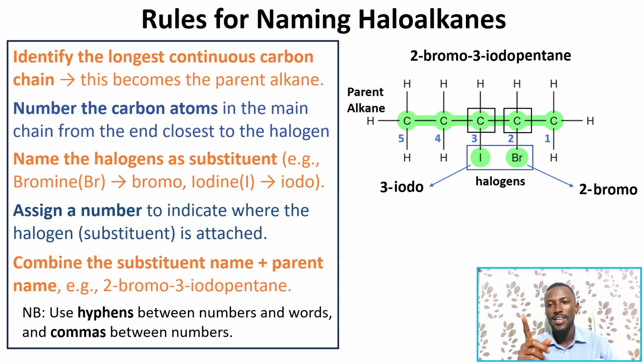And take note of this. After the 2, we have a hyphen before bromo. So hyphens are used to separate numbers from words. So 2 hyphen bromo hyphen 3 hyphen iodopentane. So we have to master how to use the hyphens and the commas, and that will be made clear on the next slide.